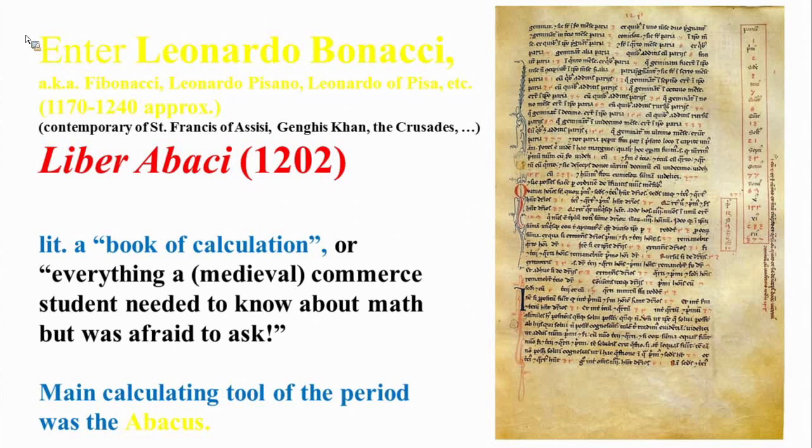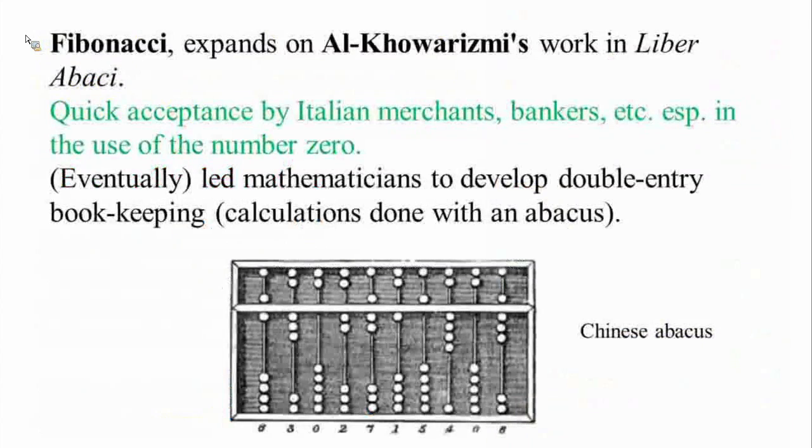Or, another way of writing it in modern lingo would be everything a medieval commerce student wanted to know, but was afraid to ask. Everything you want is in there. It's amazing, right? Everything you want. And the main tool, of course, was the abacus.